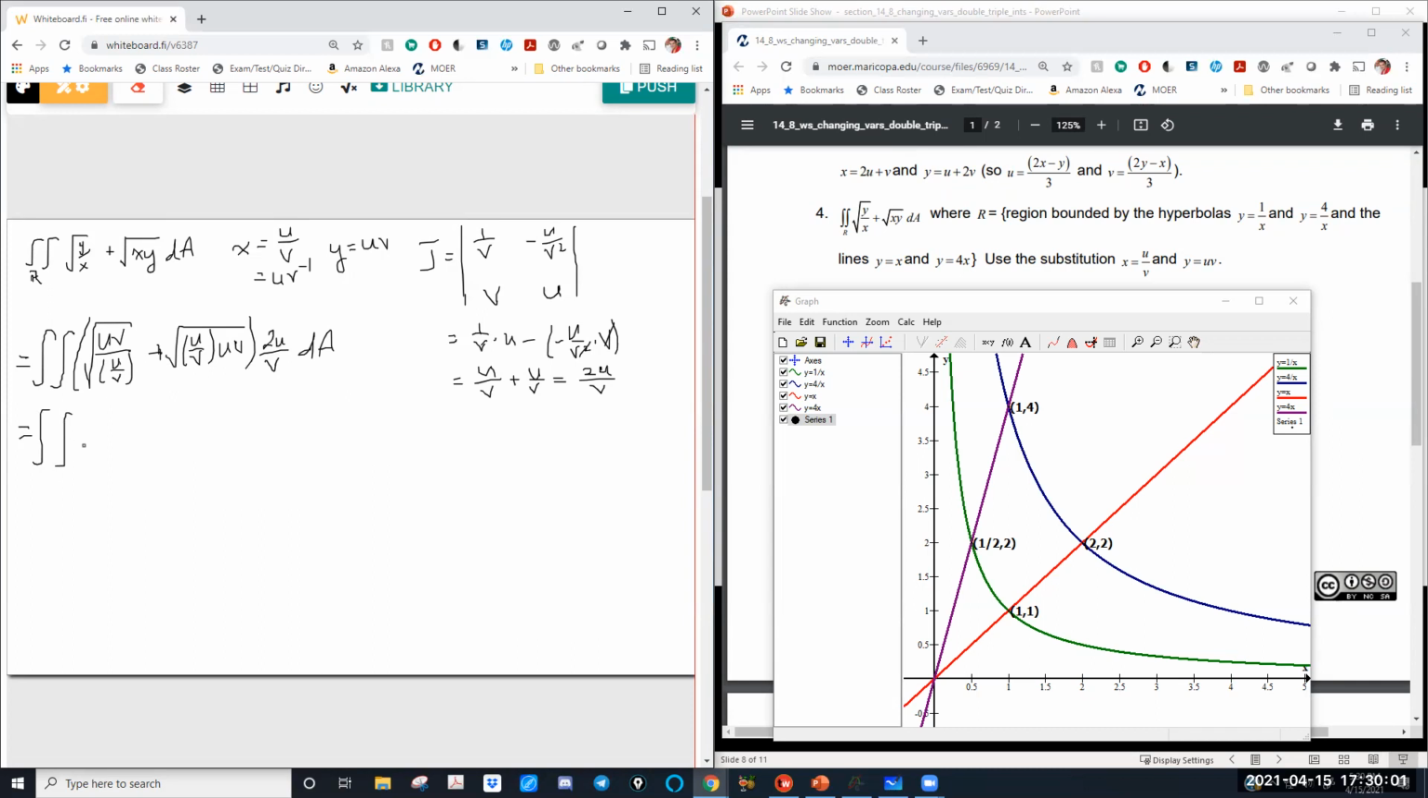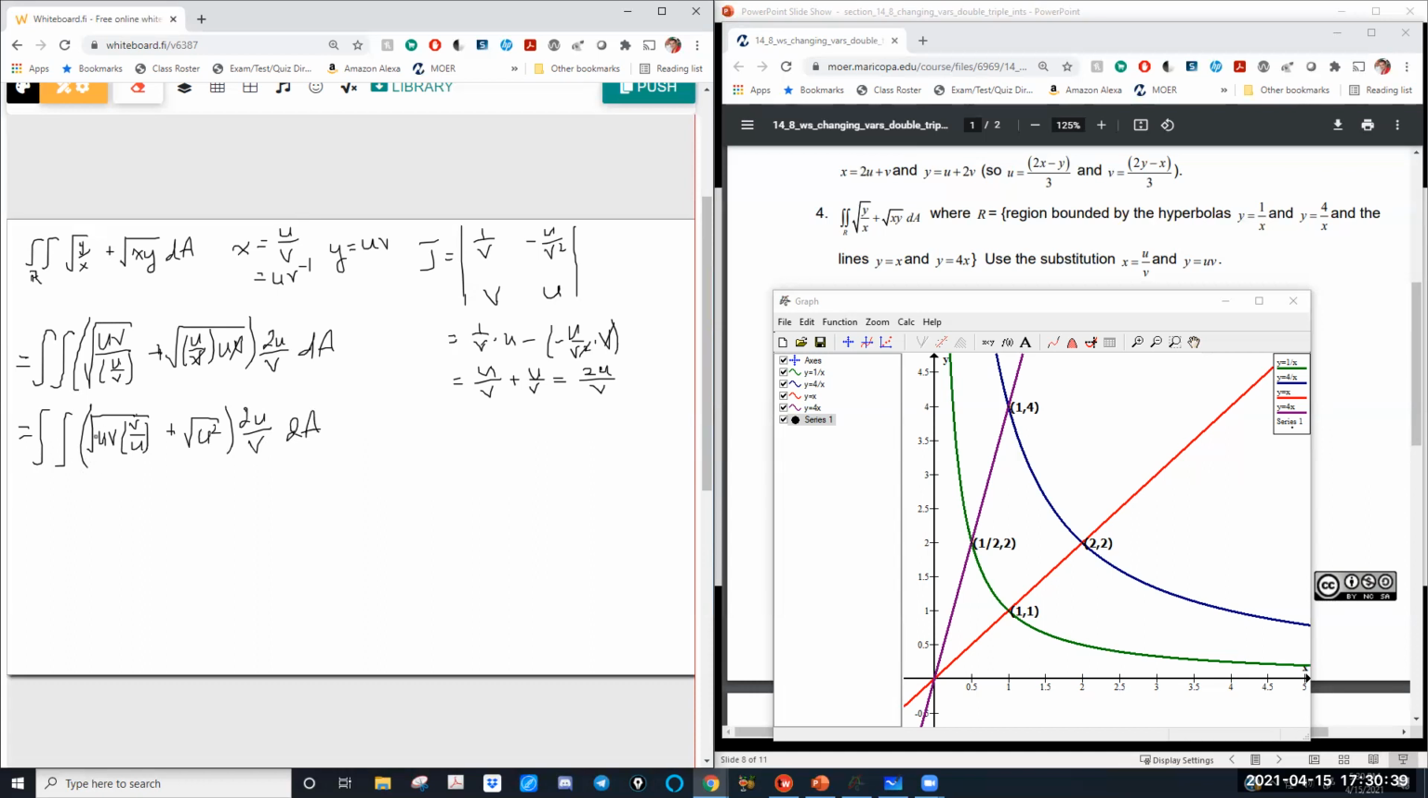So under the radical, remember, if you divide by a fraction, you flip it and multiply. So this essentially becomes uv times v over u. Plus, now the v's will cancel, and we end up with the square root of u squared, which will simplify, which is u. We'll do it in the next step. 2u over v. And then we have to pick an order once we know our limits.